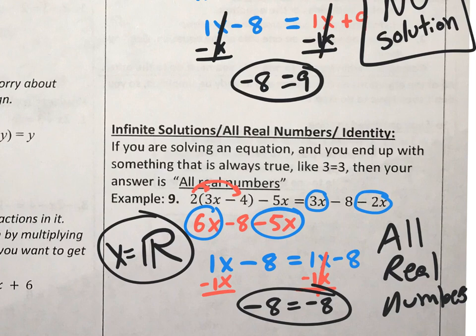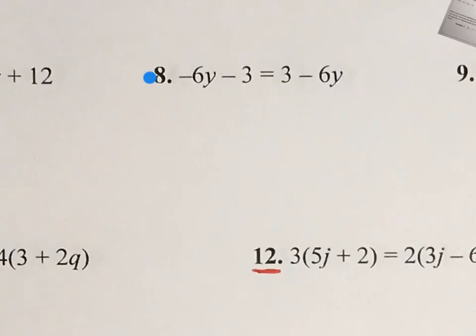Let's do a couple of special case problems on our worksheet. Number 8 will be a special case problem. Again, if you want to start solving this thing, you're supposed to think, I need to simplify first. What does simplify mean? Distributive property or combining like terms. So if you look at the left side, there is no distributive property, there is no combining like terms. If you look at the right side, again, it's already simplified.